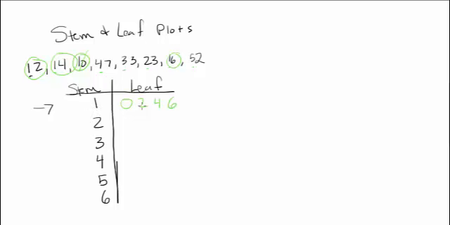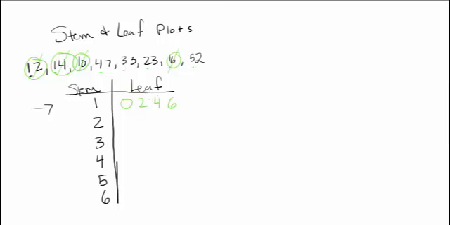A stem of 1 with a leaf of 2 represents the number 12. That's this number here. Stem of 1, leaf of 4, that's our 14. Stem of 1, leaf of 6 is 16. So then from here we just complete the table.